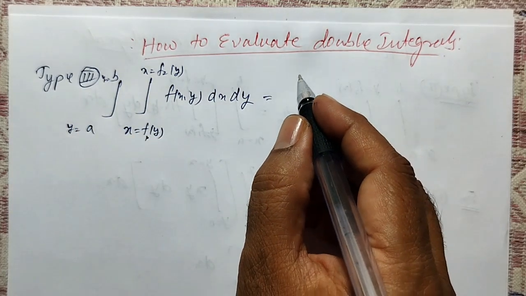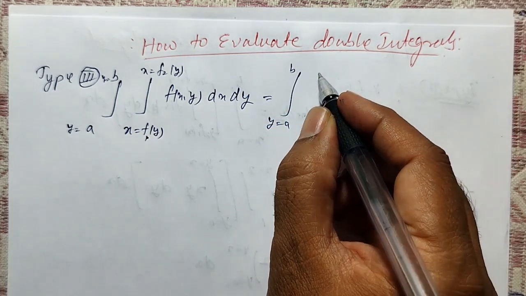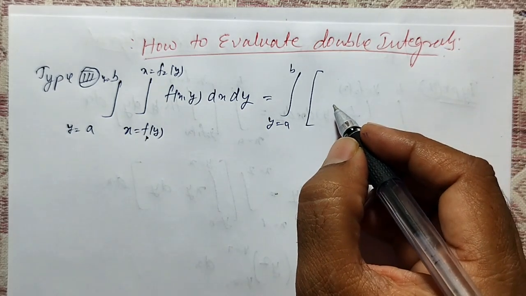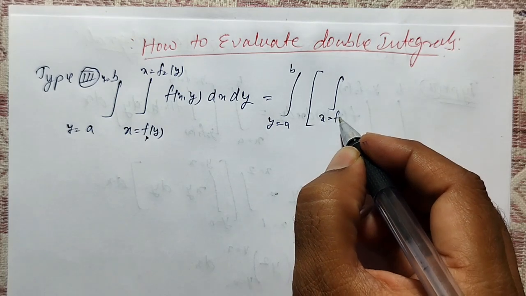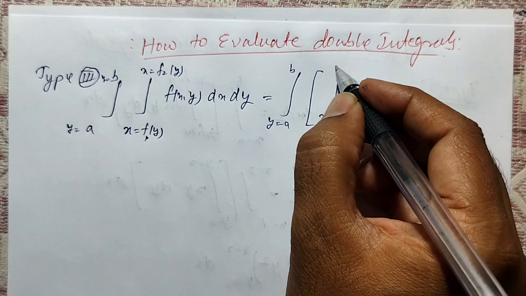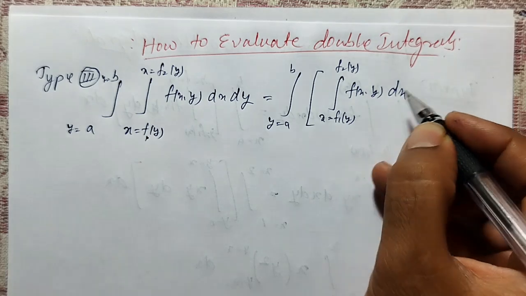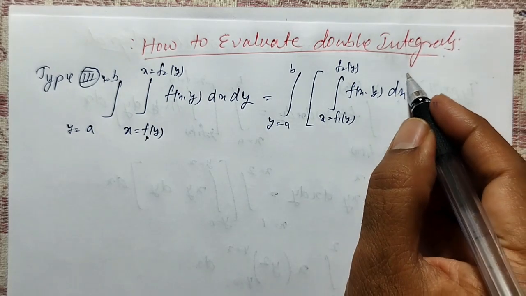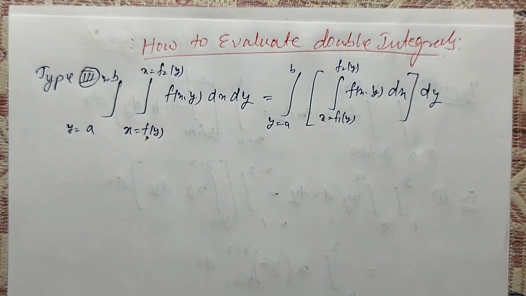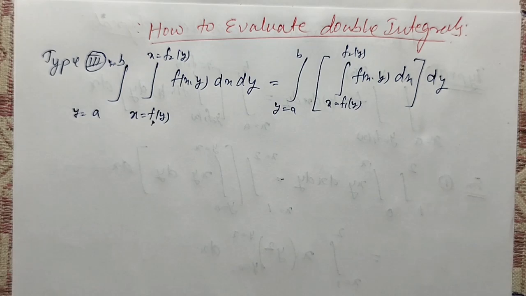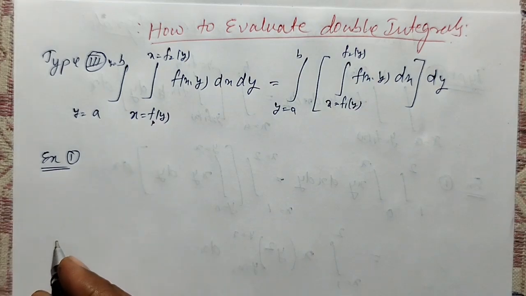Therefore, to evaluate this, I will write y equal to a to y equal to b, and then inside the square bracket I will write what is to be integrated first and with respect to what: integration from x equal to f1 of y to f2 of y, f of x y dx, because x is a function of y. Therefore, first you are integrating with respect to x, then with respect to y. To analyze it more, I will choose one example for this. Okay, in detail we will discuss one example of how to evaluate.